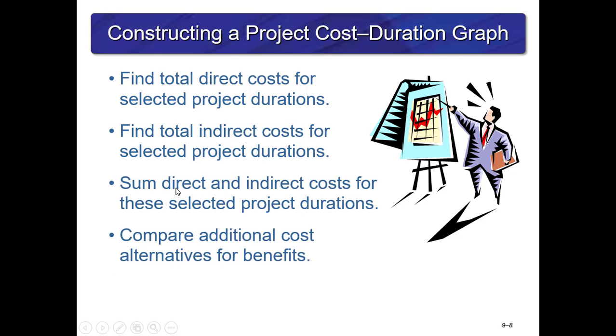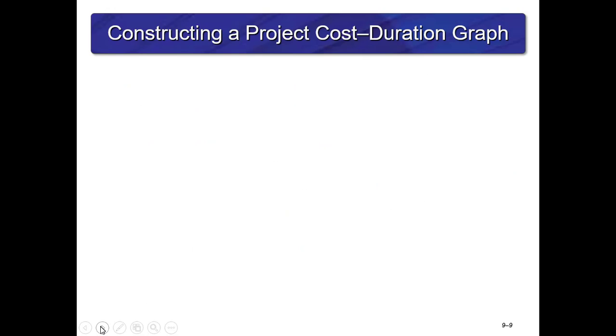In order to construct a project cost duration graph, these are the steps that you have to follow: finding total direct costs for selected project durations, finding total indirect costs for selected project durations, summing the direct and indirect costs for these selected project durations, and comparing the additional cost alternatives for benefits.